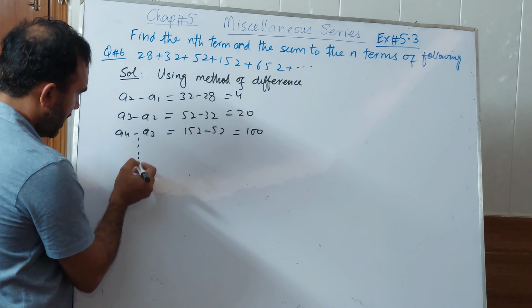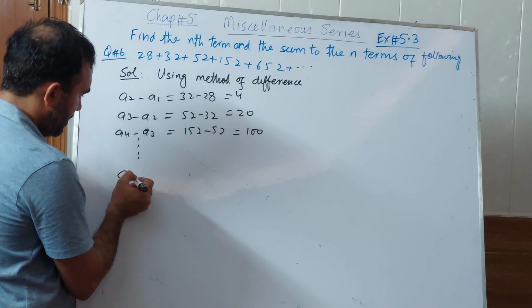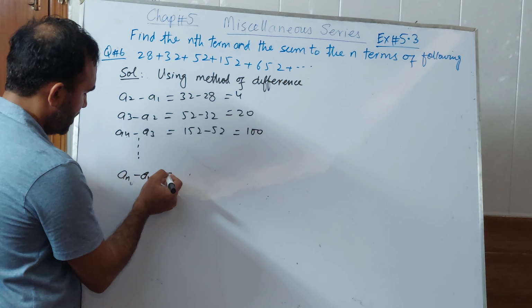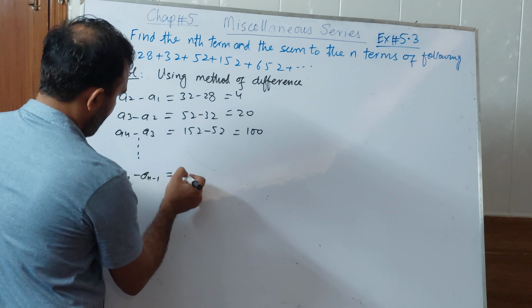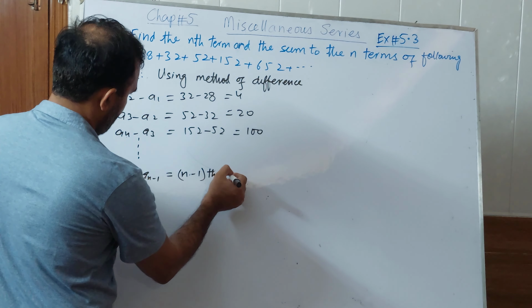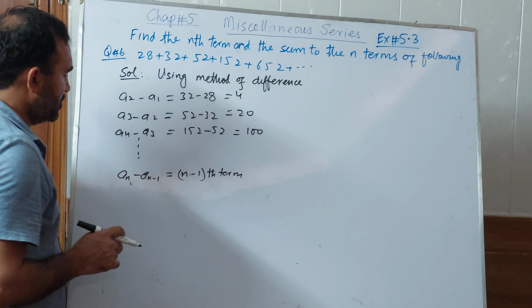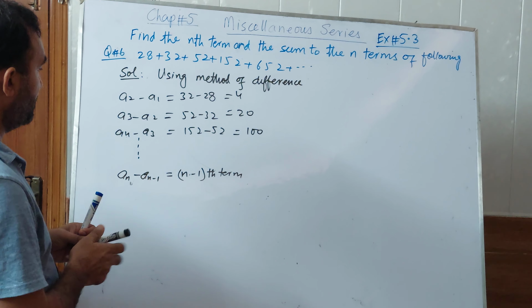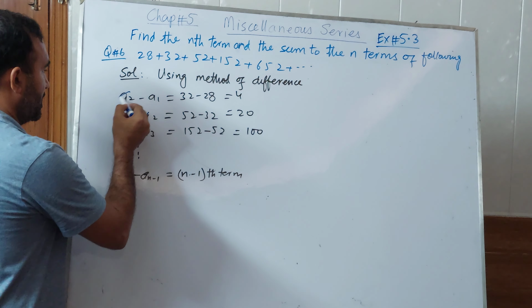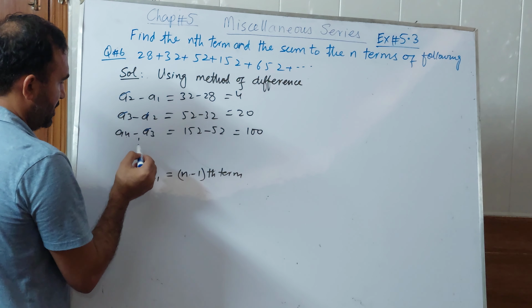और यहाँ पे आखिर में जो टर्म होगा an minus 1 is equal to n minus 1th टर्म, ओके. तो यहाँ पे आप चेक करें, जब आप इसको ऐड करेंगे तो एडिशन में इसके जो ये प्लस और माइनस वाले टर्म्स हैं ये कैंसिल हो जाएंगे, ठीक है.